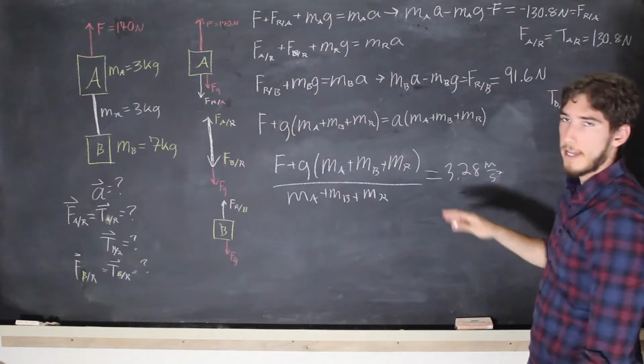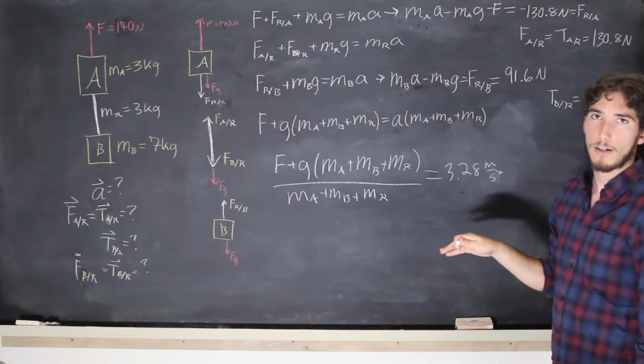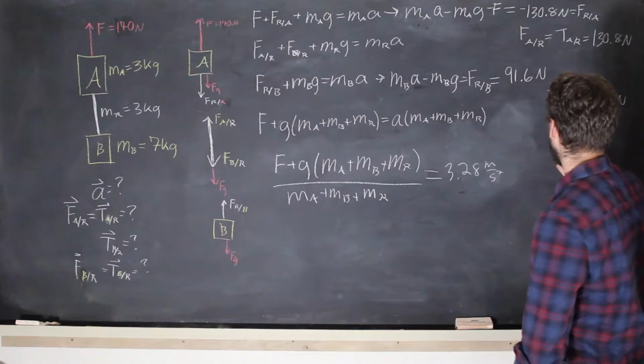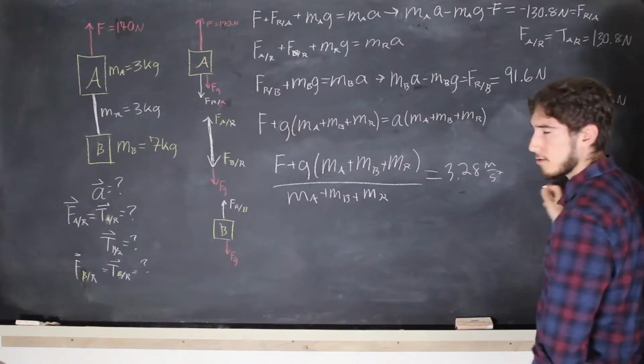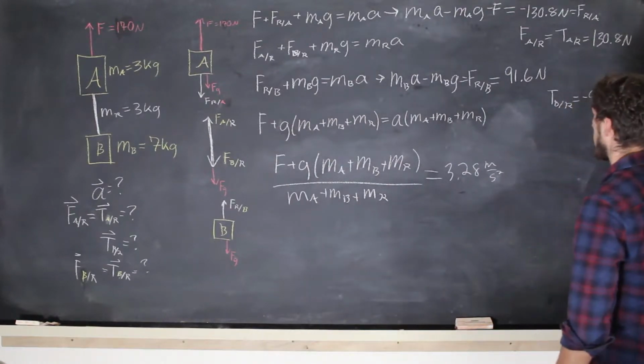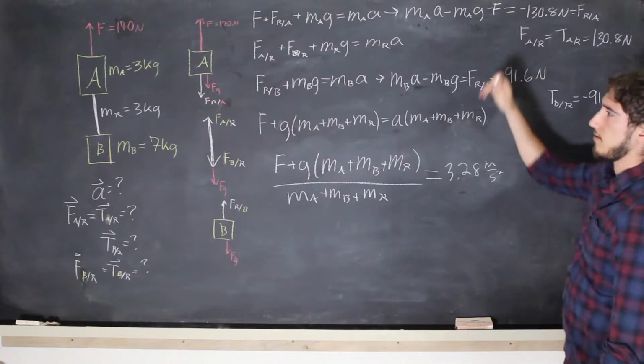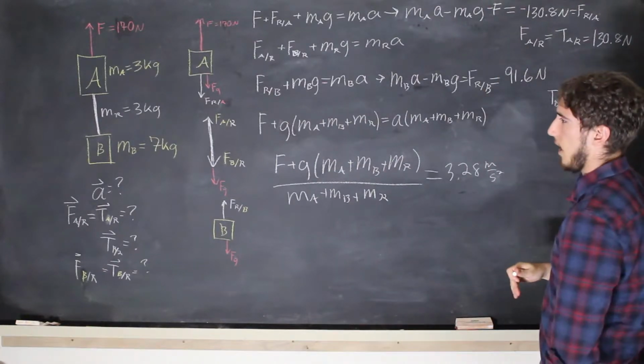And remember, the negative just represents a direction. It doesn't actually represent any sort of magnitude. The magnitude is 91.6. It's just a direction, which in this case is going to be downwards.